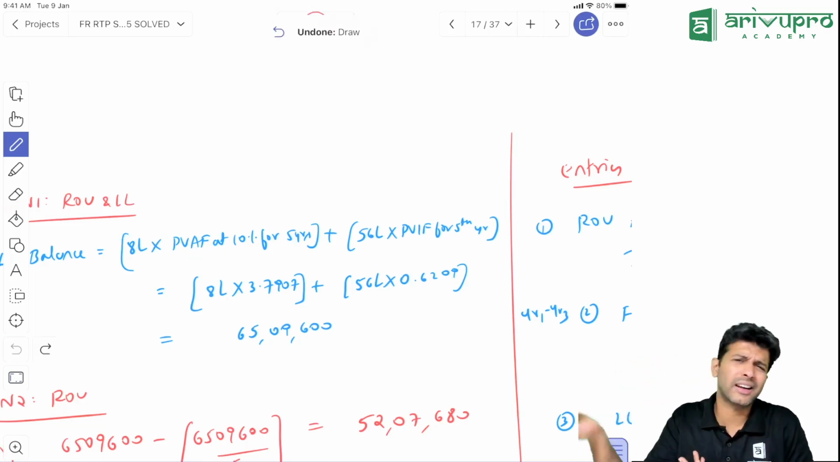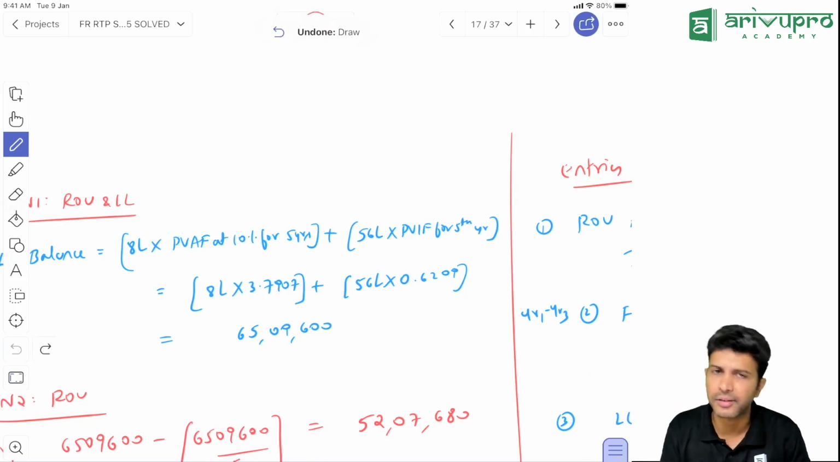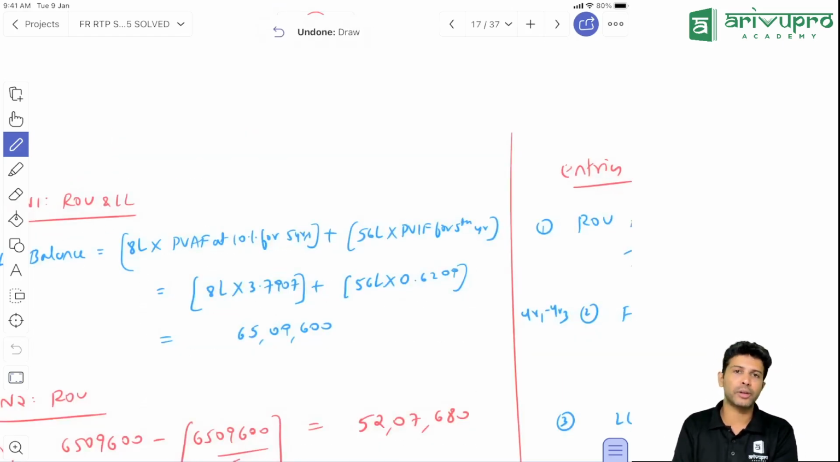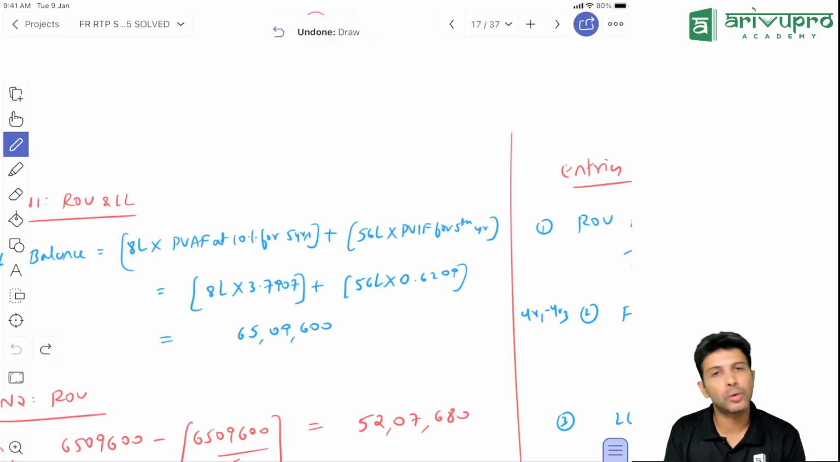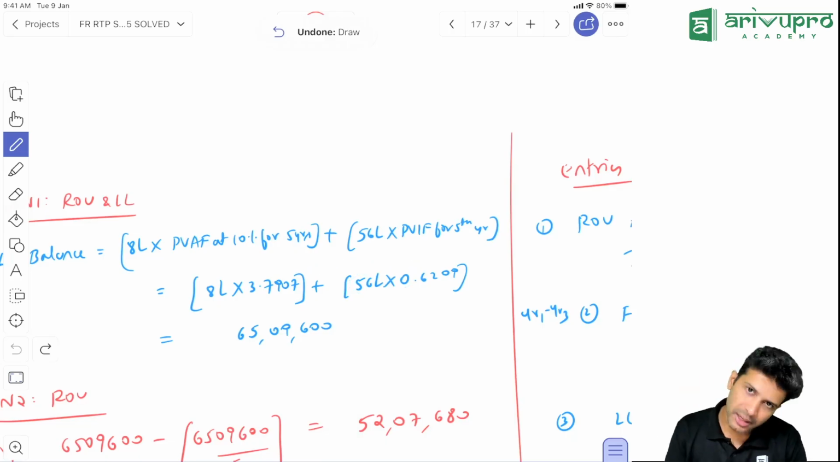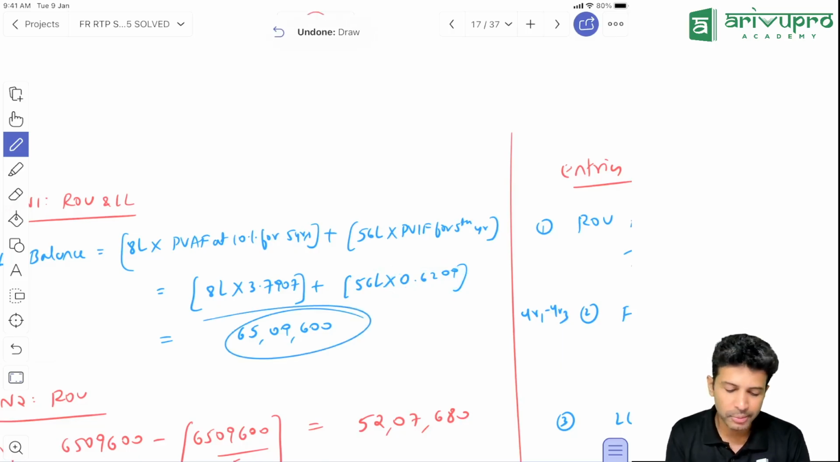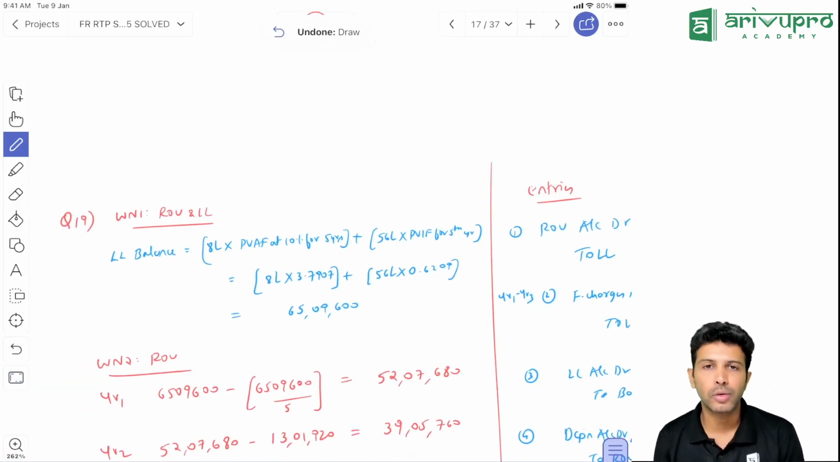So instead of calculating each year's discount factor, we'll take the annuity factor at IRR. IRR rate is, as we have discussed here, 10%. At 10% you need to find the PVAF for 5 years. That is this. And the 56 lakh will only come once. So we use the same 10%, the 5th year's PVIF, which is this. So this will be the initial measurement of ROU and lease liability.